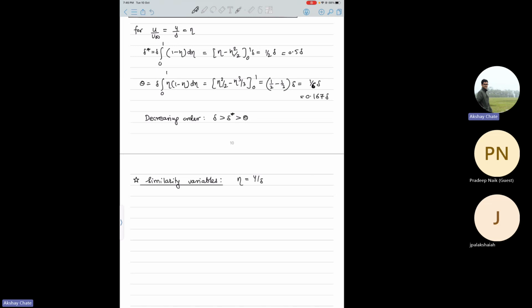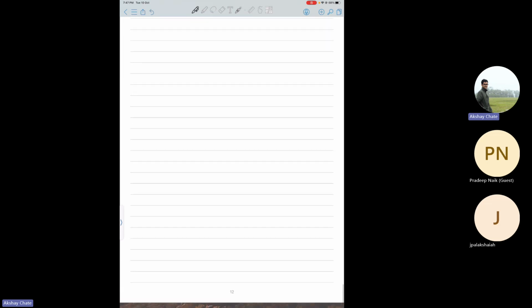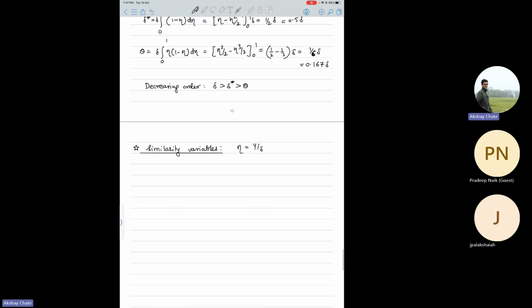This similarity solution was started by Blasius. He was a student of Prandtl. In the class also, Blasius solution was given. What he did, he combined two variables which are y and delta. This delta is the boundary layer thickness. It is a function of x only. So he combined two variables, y and x, and formed one variable, which is this neta.